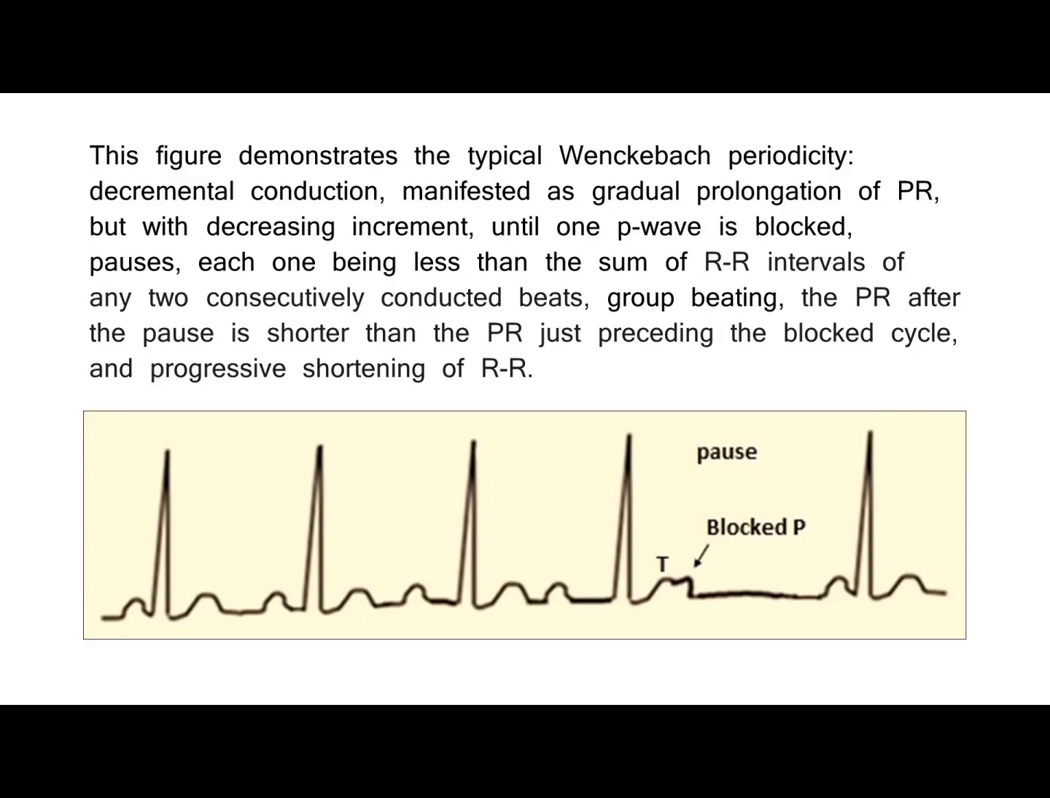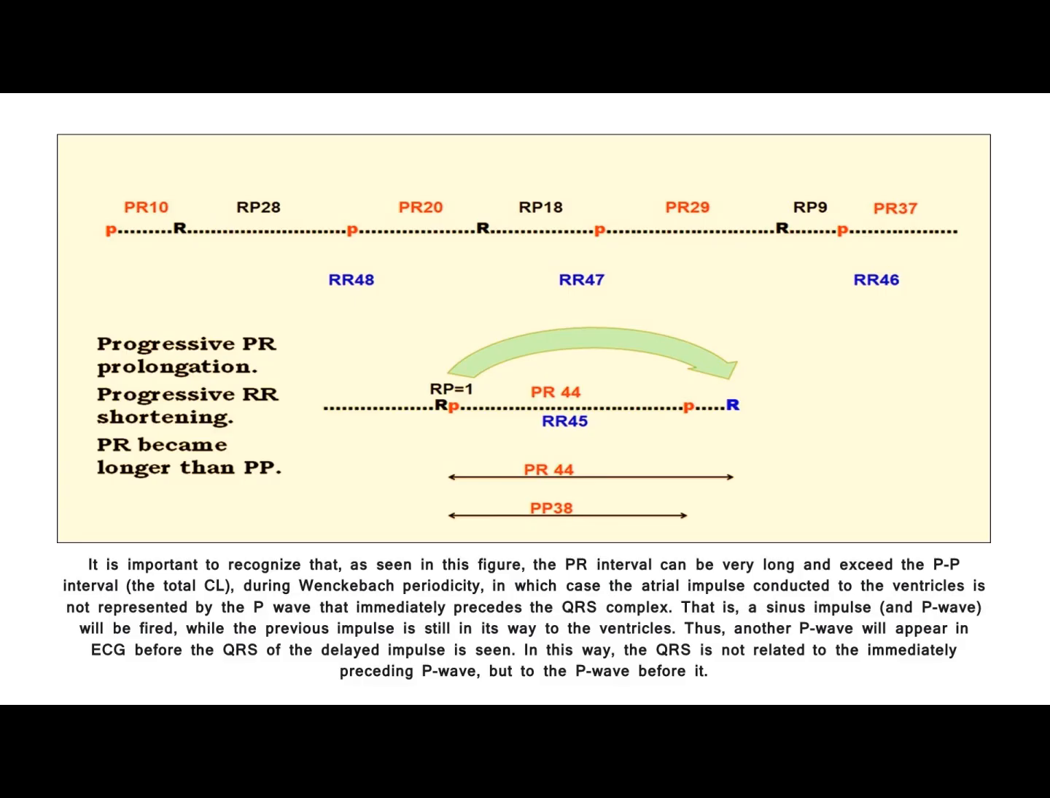This figure demonstrates the typical Wenckebach periodicity, decremental conduction, manifested as gradual prolongation of PR, but with decreasing increment, until one P wave is blocked, pauses, each one being less than the sum of RR intervals of any two consecutively conducted beats, group beating. The PR after the pause is shorter than the PR just preceding the blocked cycle, and progressive shortening of RR.